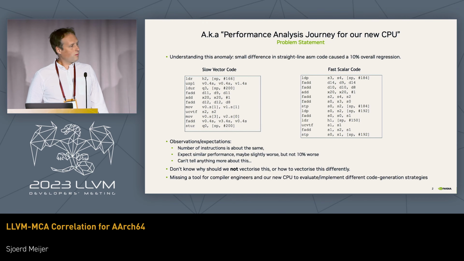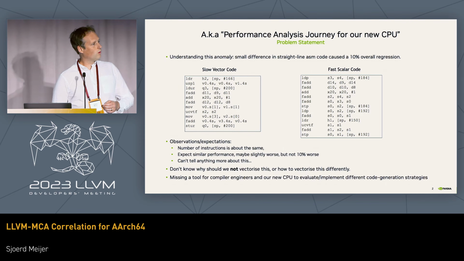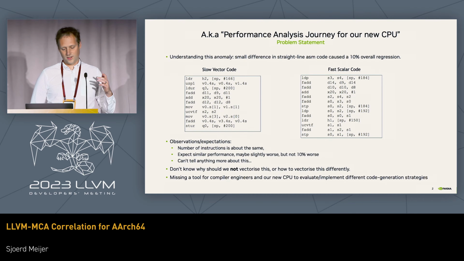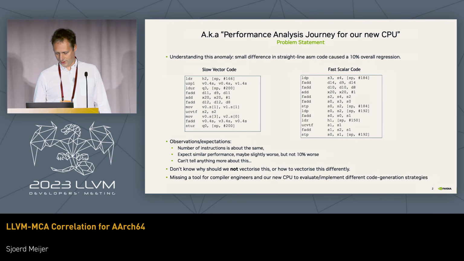So the problem that we have here is that we don't know why we shouldn't vectorize this, or we don't know how we should vectorize this differently. So what we are actually missing here is a tool for compiler engineers to evaluate the workloads and then to come up with a different code generation strategy.